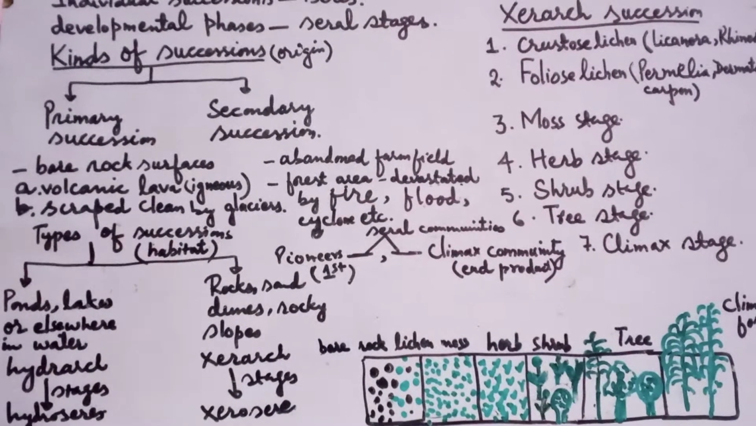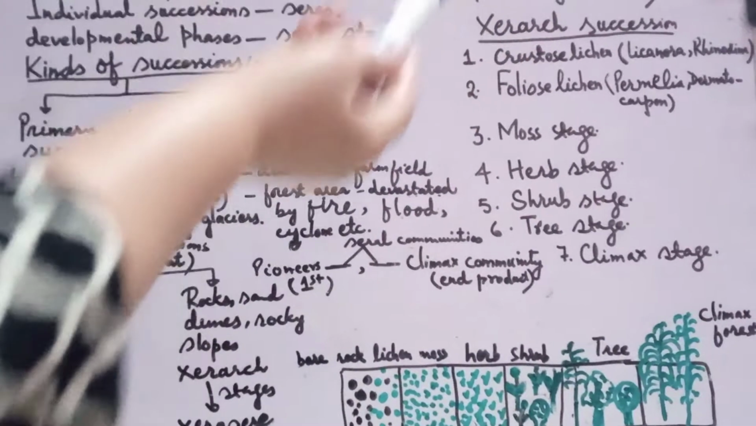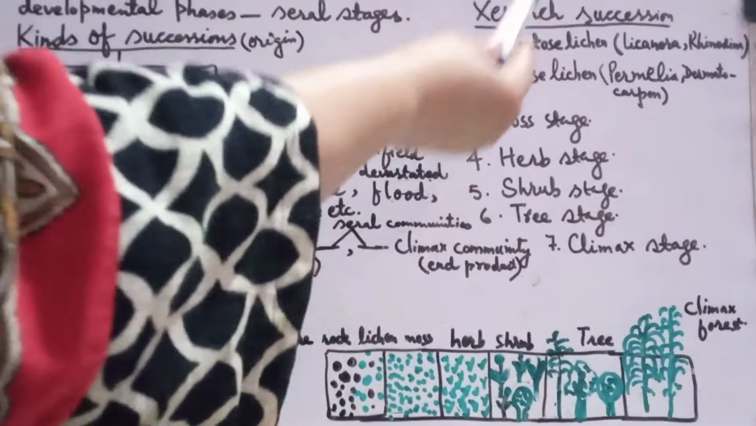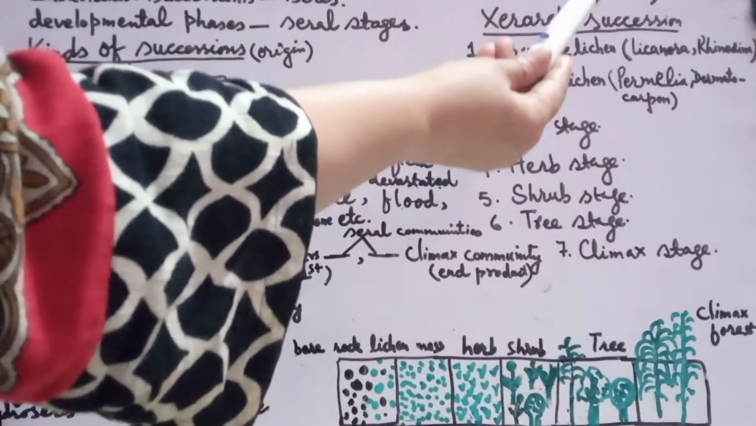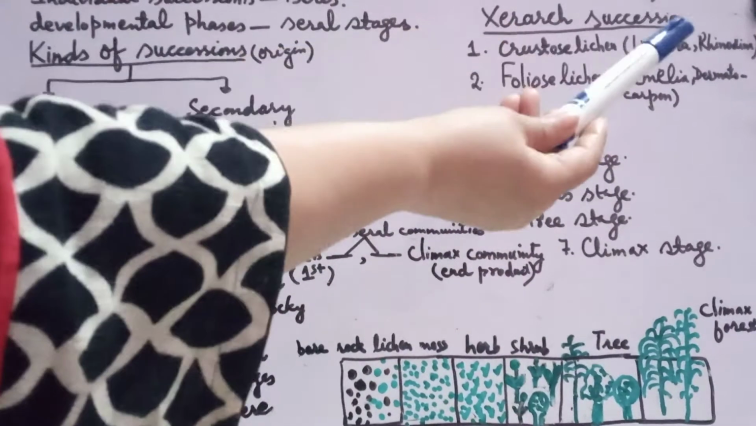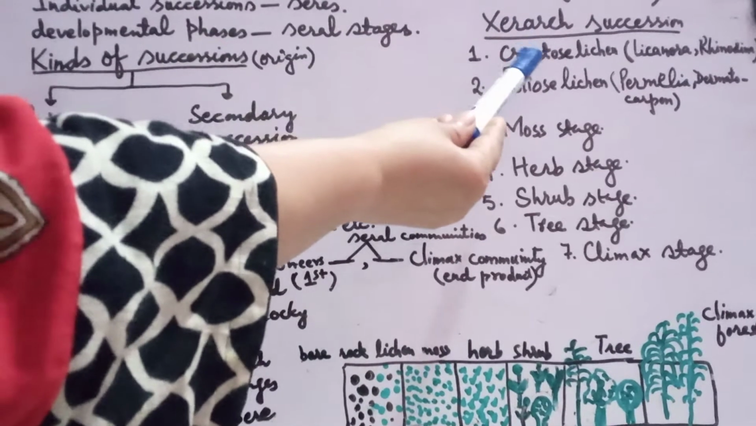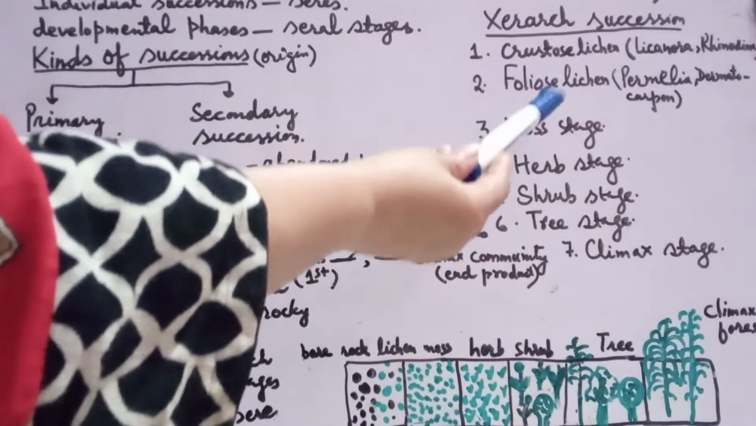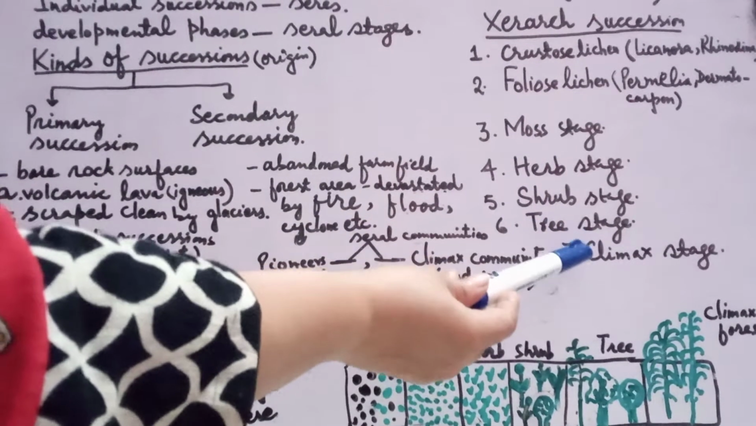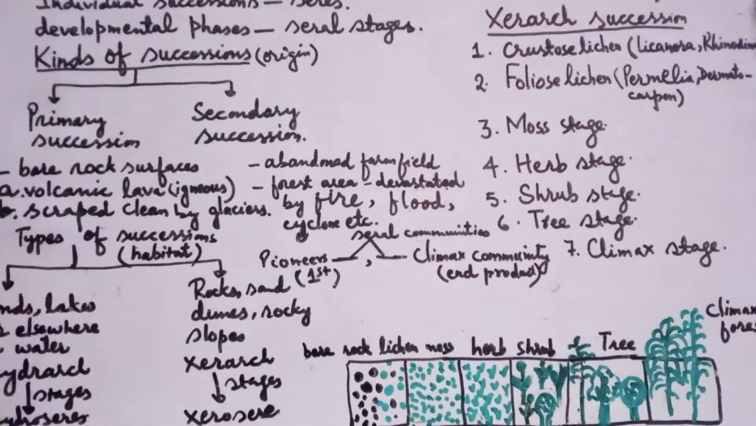Now we will discuss xerosere succession in this topic. And students, the various stages and processes of xerosere succession which result in the development of the climax community are: number one, crustose lichen stage; second, foliose lichen stage; third, moss stage; then herb stage, shrub stage, tree stage; and finally the final stage is called what? Climax stage.